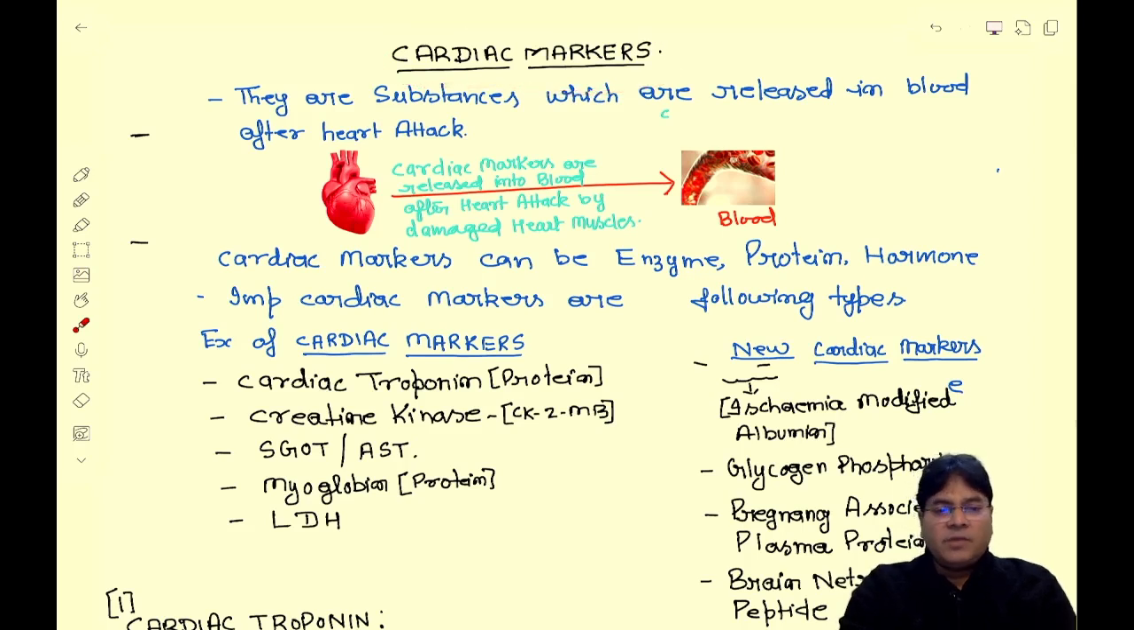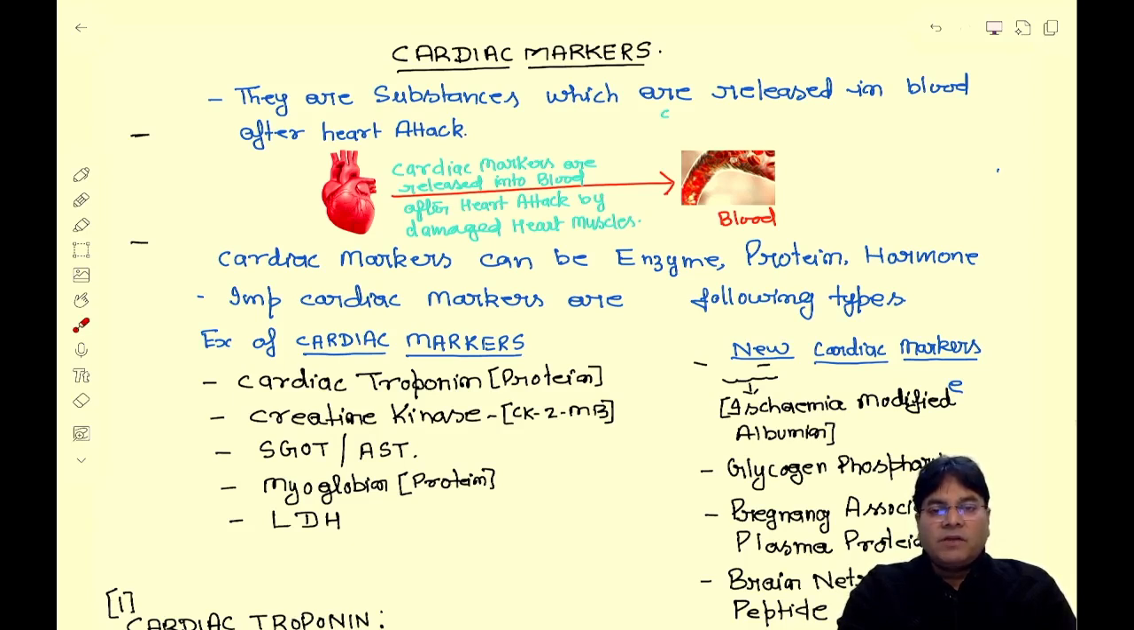Now, what are cardiac markers actually? The cardiac markers are the substances which are released in the blood after the heart attack. After myocardial infarction or a heart attack, these substances are released into the blood. So, if a person is having chest pain and he rushes to the doctor, and by the time he reaches the doctor, his chest pain is over, how will the doctor detect what had happened to him?